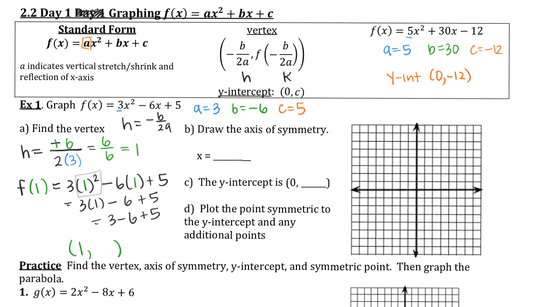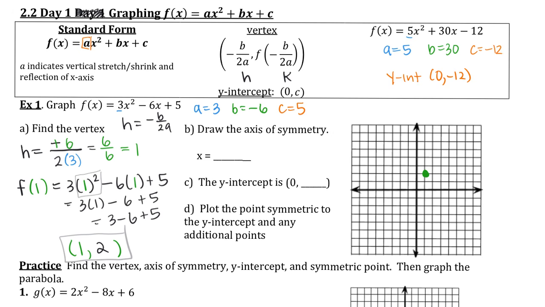You can add these up in your head. You can use your calculator. Either way is fine with me. 3 minus 6 is negative 3. Negative 3 plus 5 is 2. Okay, so my vertex is 1, comma 2. I'm going to go ahead and graph 1, comma 2 on my graph. 1, 2 is up here.